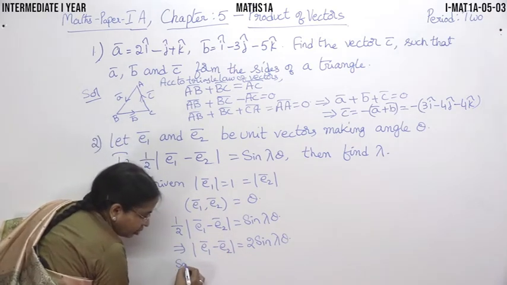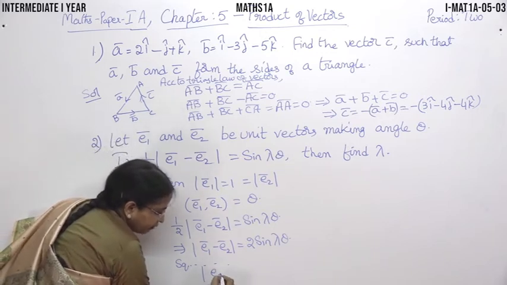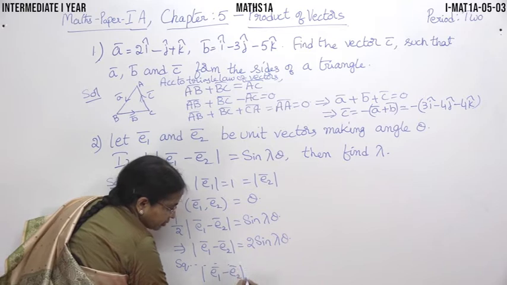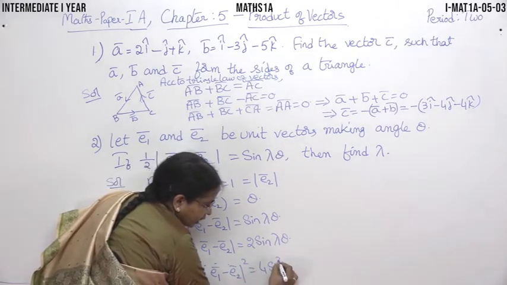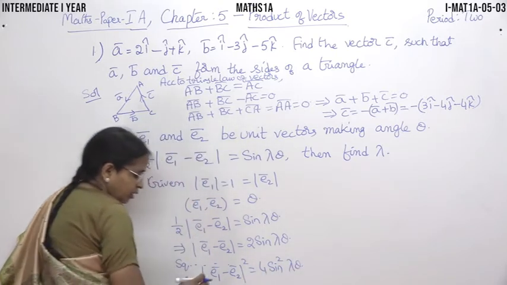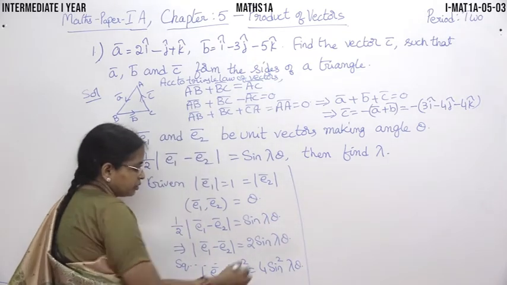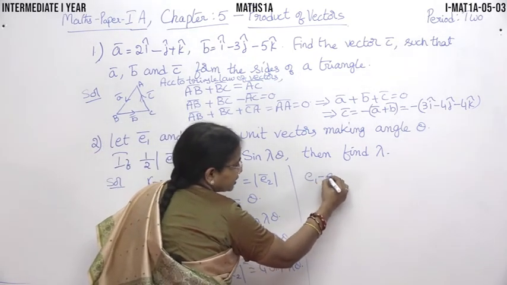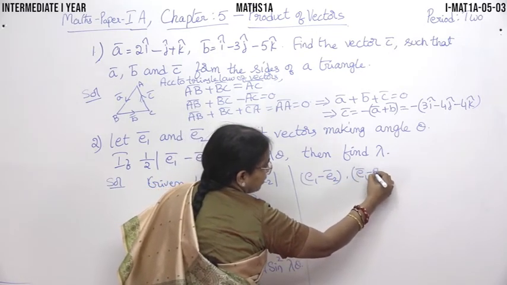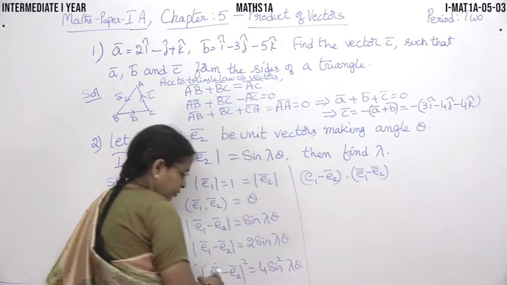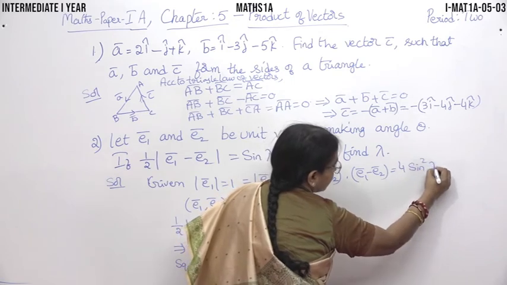So, squaring on both sides, you get mod of E1 minus E2 whole square is equal to, when you square, this becomes 4 sine square of lambda theta. Now, write mod E1 minus E2 whole square as E1 minus E2 dot E1 minus E2, is equal to 4 sine square of lambda theta.